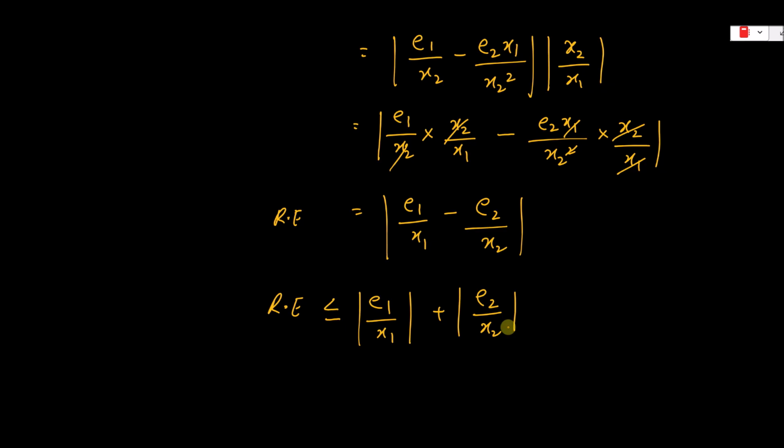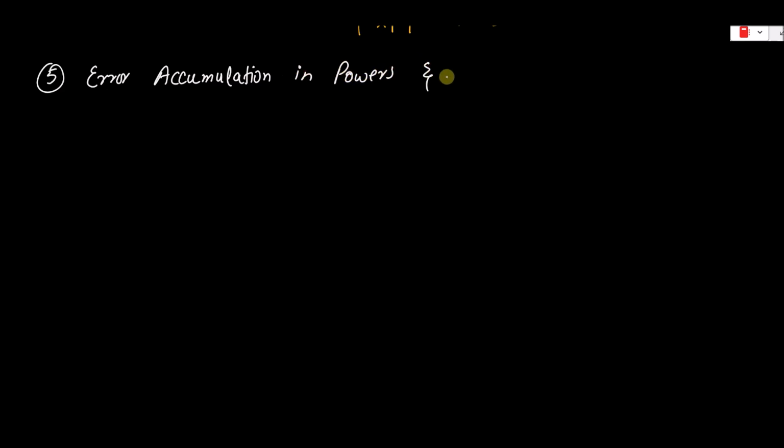So let's discuss another case, that is the error accumulation in powers and roots. That is the fifth one, the proof. That is also a very important thing to know.